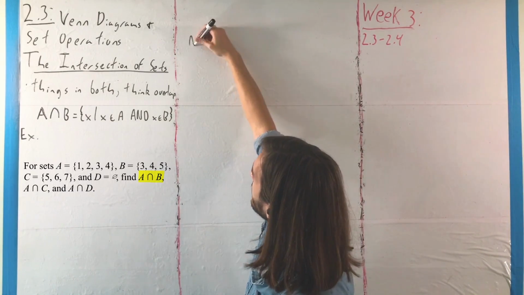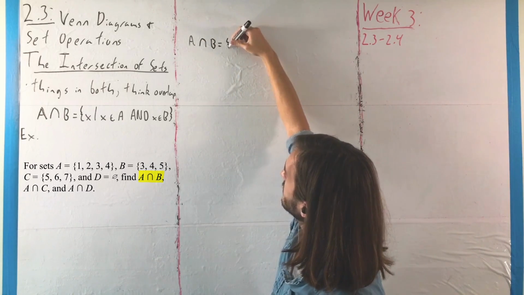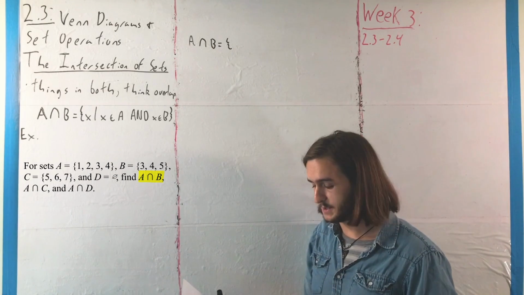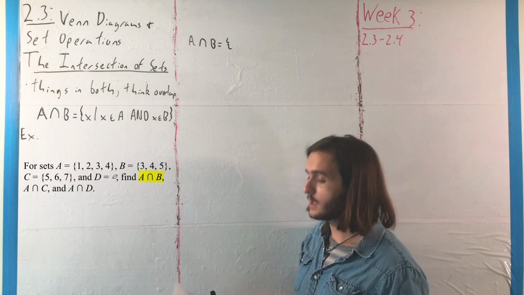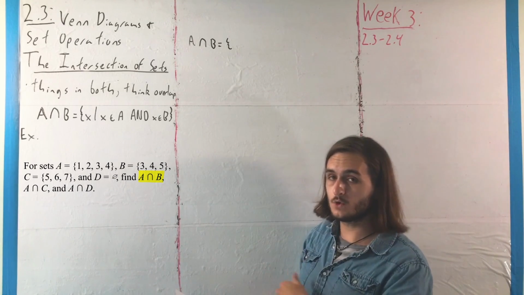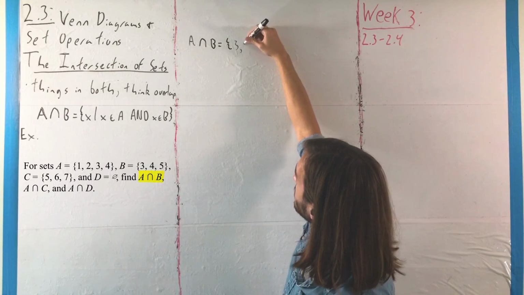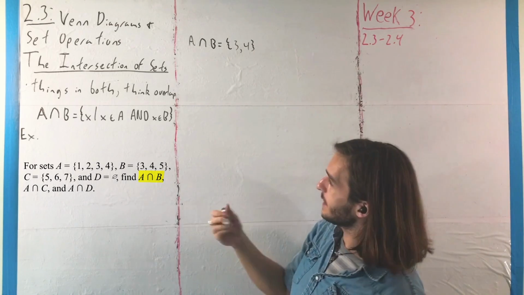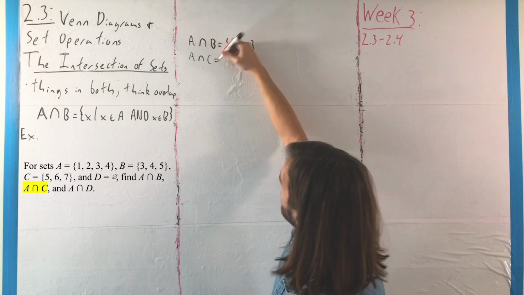We want to take A and intersect it with B. What we're looking for here are the things that we have in both A and B simultaneously. We can see that A has 1, 2, 3, 4, and B has 3, 4, 5. So A does not have 5, B does not have 1 and 2, but both, the intersection, would consist of 3 and 4.